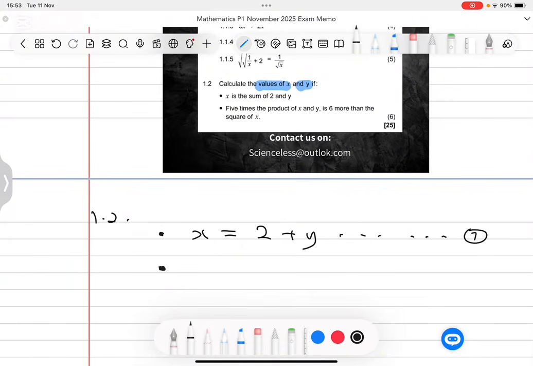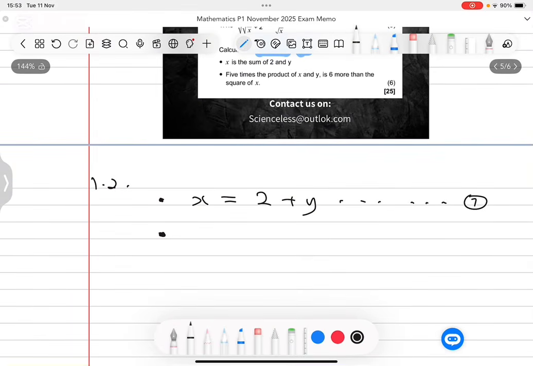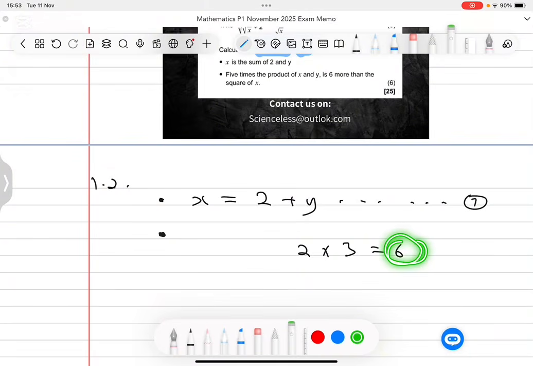Now the second pointer says to us that 5 times the product of x and y is 6 more than the square of x. Okay, again, let's start here. A product, when we say a product, what do we mean? Well, a product is a number that you get after multiplication. So if I say 2 times 3 is equal to 6, the product is this number, a number that I get after multiplying the 2 and the 3. Then I get that as a product. If I say perhaps 8 times 1, this will be equal to 8. The product is this number.